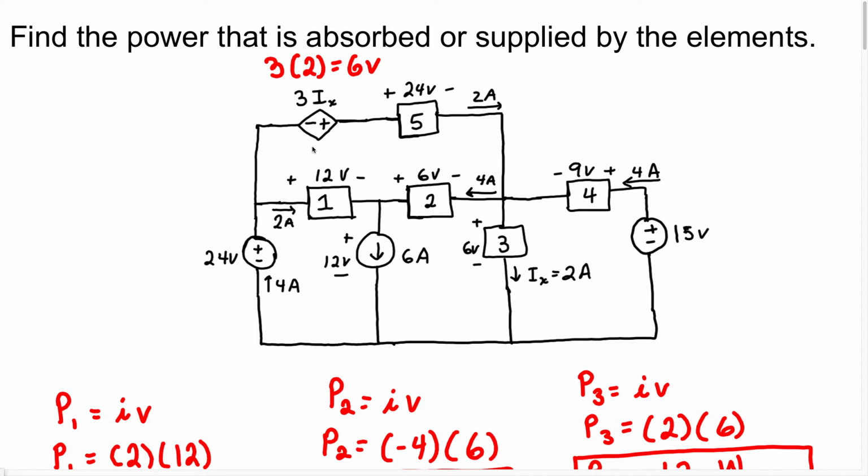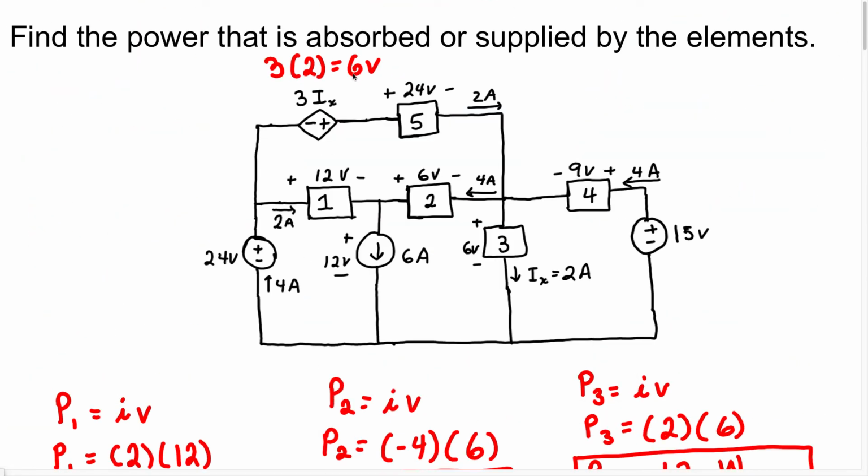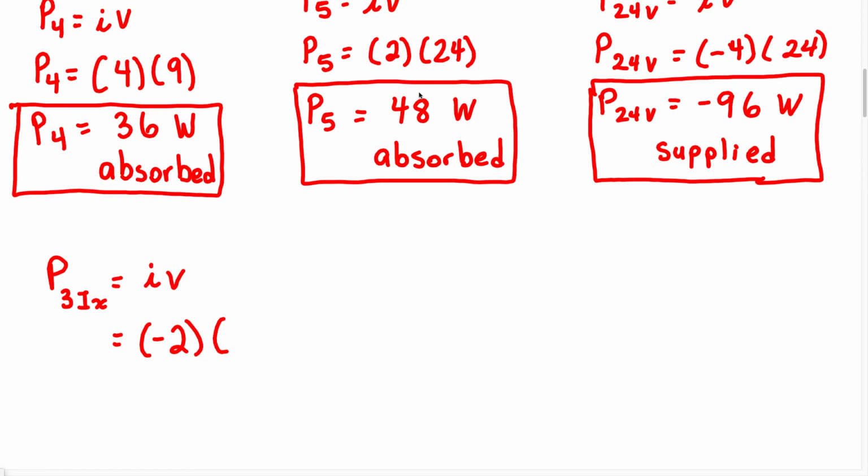So when we set up our equation, we're going to write this as the power of 3Ix equals IV. We know the current flowing through that source is going to be -2 because it flows through the negative terminal, and the voltage, what we calculated, is going to be 6 volts. So we have 6 for the voltage. When you find the power of this, you're going to get the answer -12 watt, and that's going to be supplied.